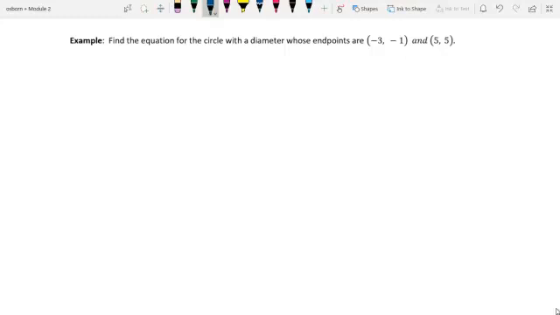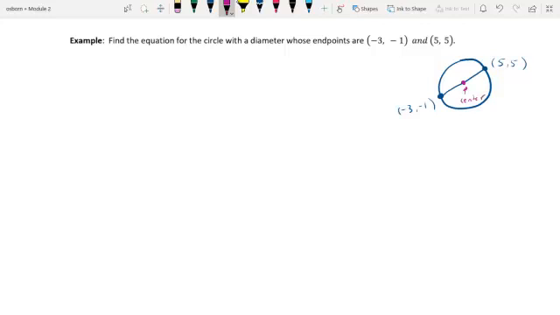So in other words, you've got a circle, and you've got two points along the diameter, so we'll call this my diameter right here. This point would be (5, 5). This other point would be (-3, -1). Alright, so that's this point and this point. It's the diameter of the circle. Pretend it's cut in half. Alright, so the first thing we need to do is find the center.